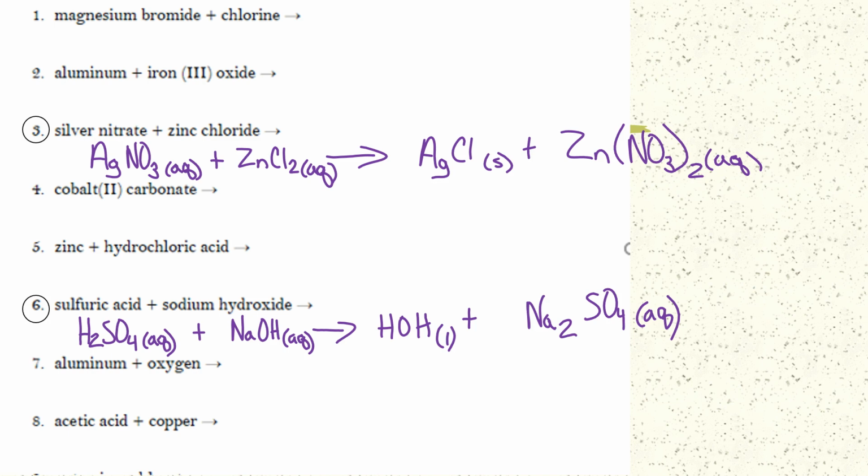All right. Now, I didn't balance these. So let's go through and balance this. In order to balance this one, I need 2 sodiums. So I'll put a 2 there. When I do that, I need 2 hydroxides. So I'll put a 2 there, and it balances. Silver nitrate, silver's balanced, chlorine's not. So I need to put a 2 here and a 2 there.